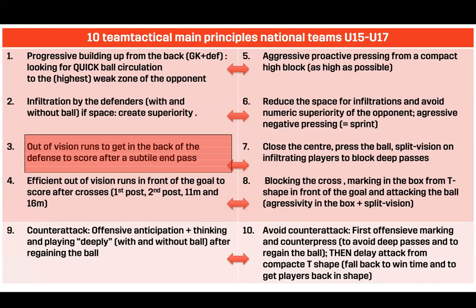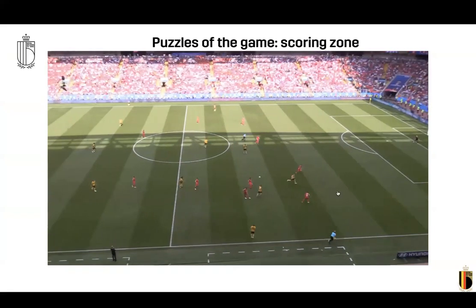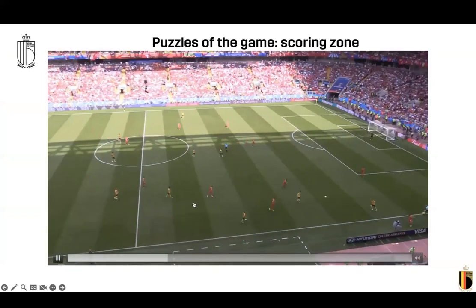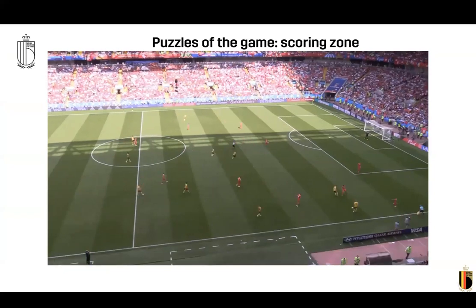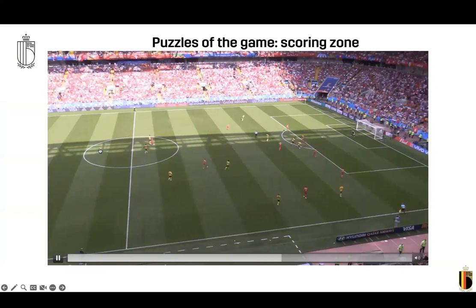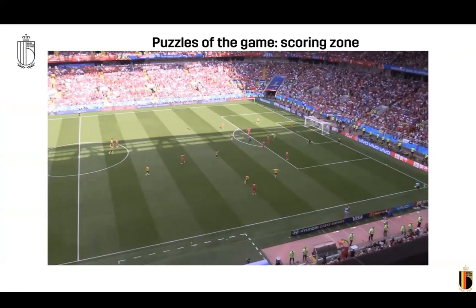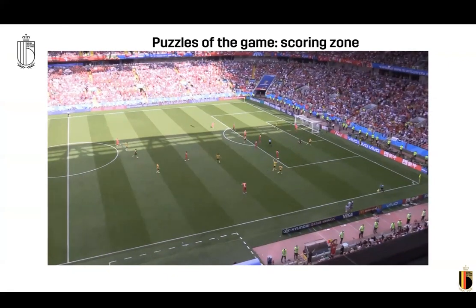So another example is about out-of-vision runs. How to get this? This is a very important topic in football. How can we get in the back of the defenders? You will see here an example. You have to make a deep run without the ball. And you will see here Lukaku, hop, go into depth. Small pass, short pass in the back of the defenders and scoring a goal.